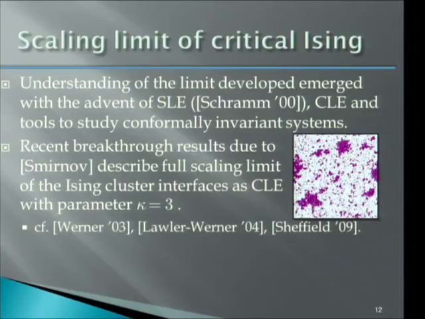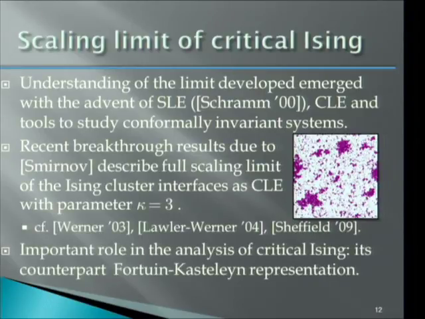What we have here is a picture of two-dimensional Ising. We wrote purple for the pluses, and we're looking at components. These components have an interface that looks like some kind of an interesting fractal, and it was shown in recent breakthrough results by Smirnov that these correspond to SLE with parameter 3.